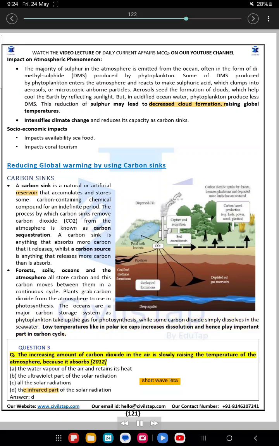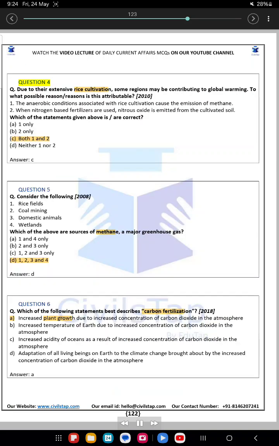Question 3. The increasing amount of carbon dioxide in the air is slowly raising the temperature of the atmosphere because it absorbs: A. The water vapor of the air and retains its heat. B. The ultraviolet part of the solar radiation. C. All the solar radiations. D. The infrared part of the solar radiation. Answer D.